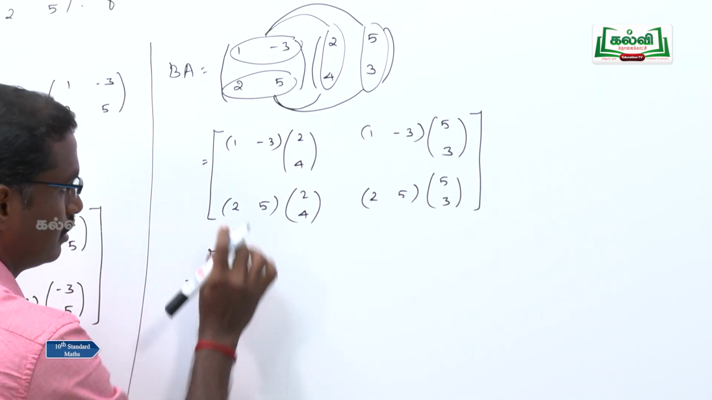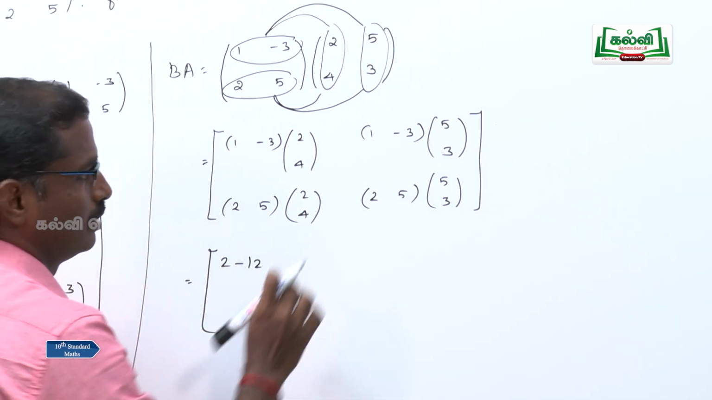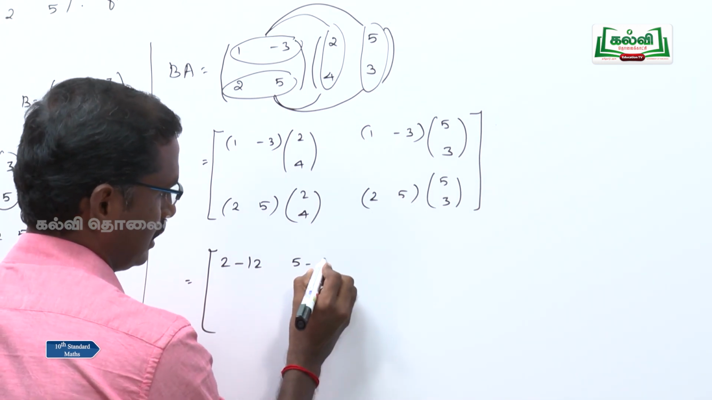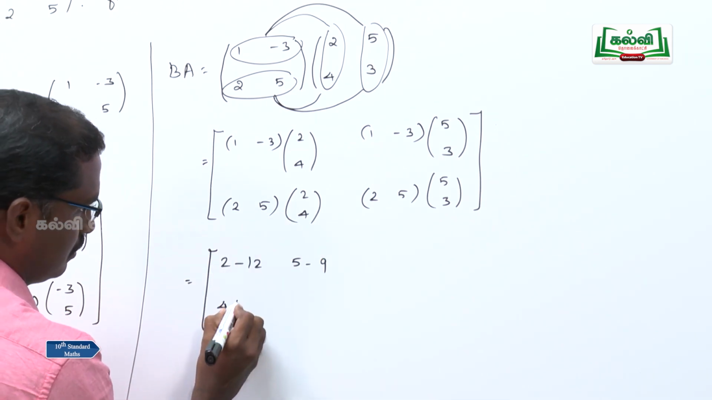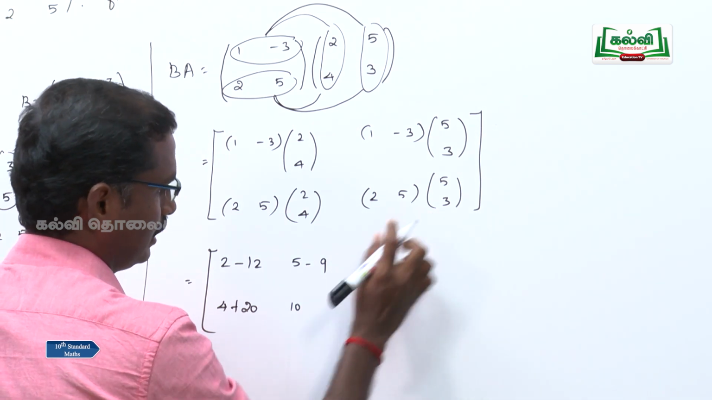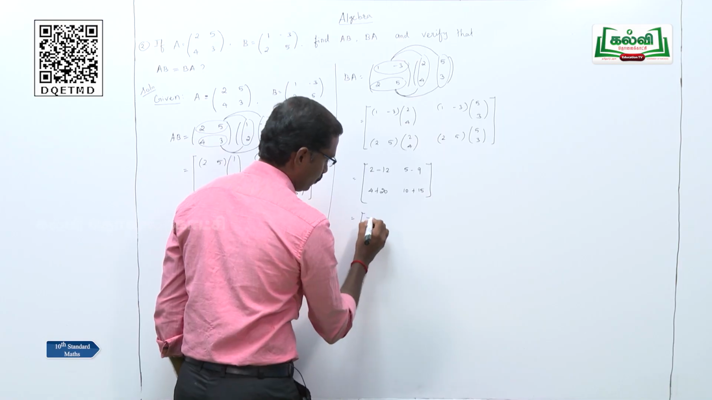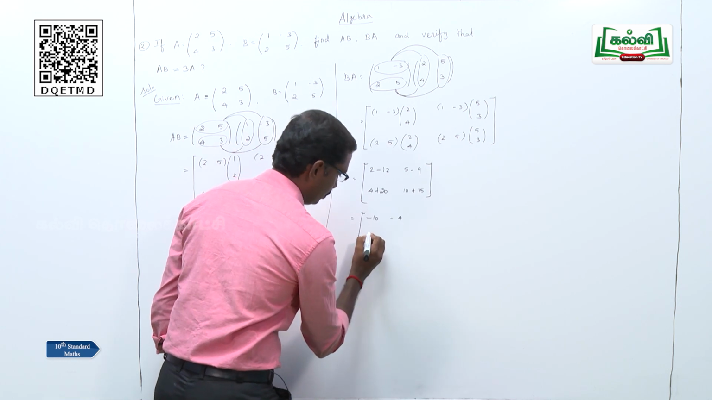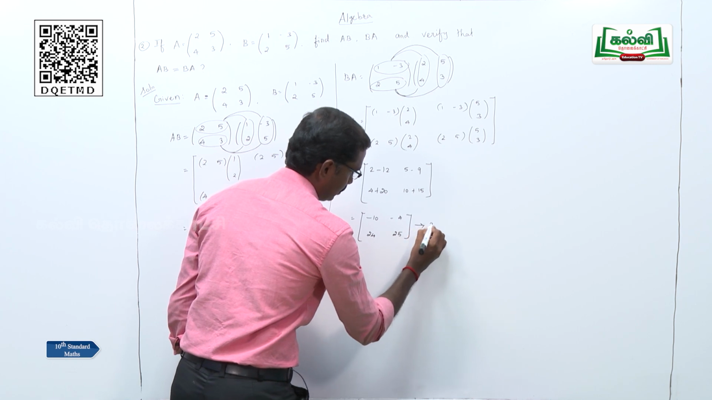Now multiply: 1 2s are 2, minus 3 4s are minus 12. 1 5s are 5, minus 3 plus 3s are minus 9. Next, 2 2s are 4, 5 4s are 20, 2 5s are 10, 5 3s are plus 15. Simplify, you will get minus 10, here minus 4, here 24 and then 25. This is equation number 2.